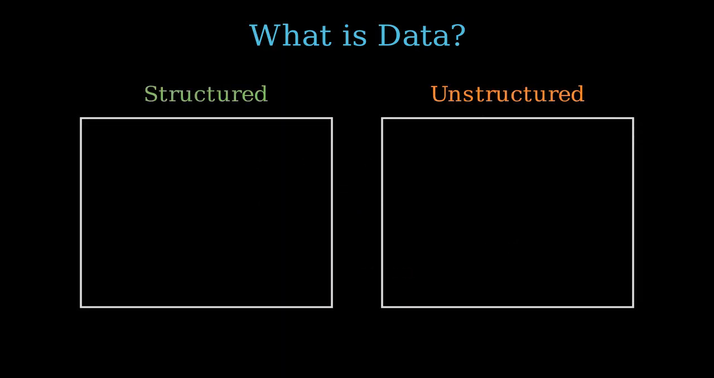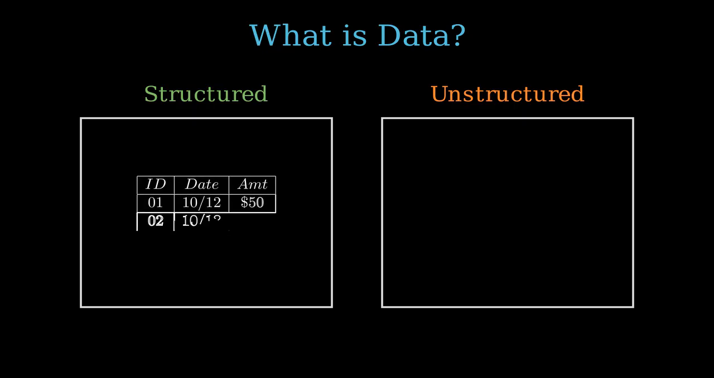At its core, data is a collection of facts, observations, or measurements translated into a form that computers can process. But not all data is created equal. We typically categorize it into two main buckets: structured and unstructured.